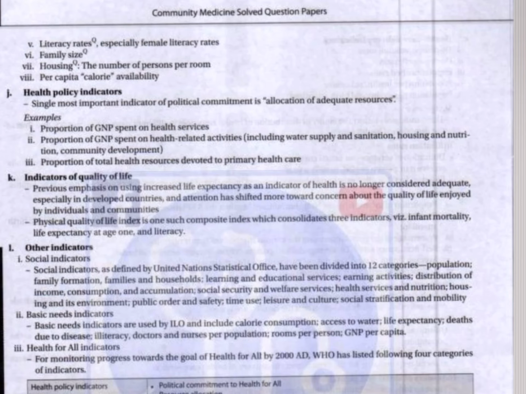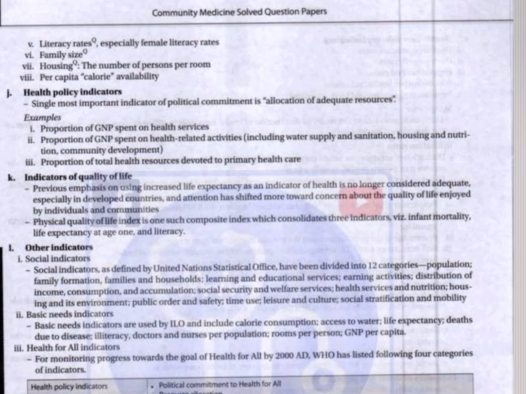Other indicators. Social indicators, as defined by the United Nations Statistical Office, have been divided into 12 categories: population, family formation, families and households, learning and educational services, earning activities, distribution of income, consumption, and accumulation, social security and welfare services, health services and nutrition, housing and its environment, public order and safety, time use, leisure and culture, social stratification and mobility.